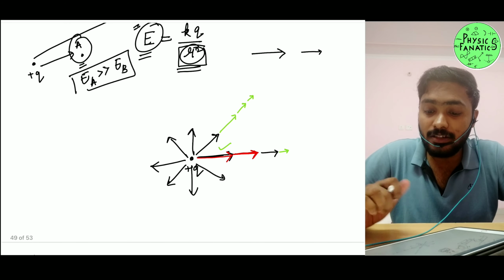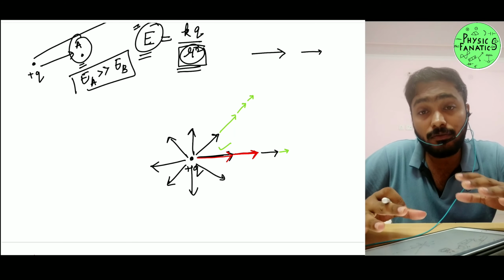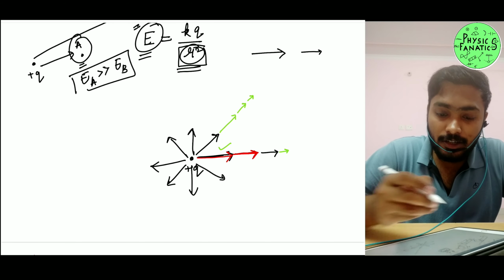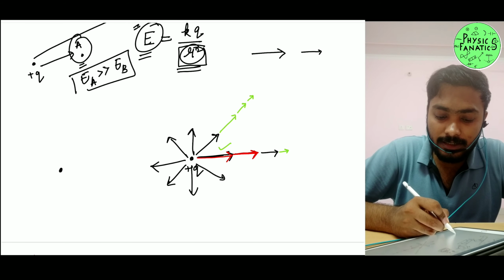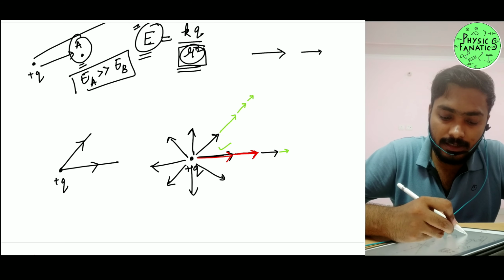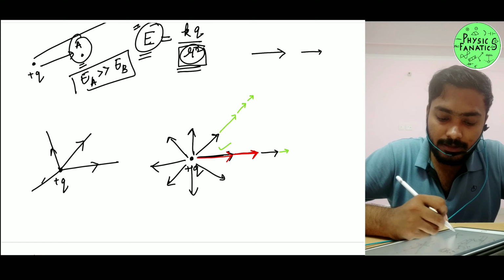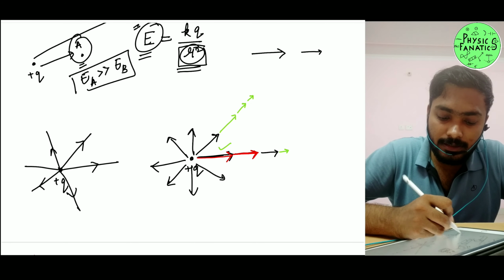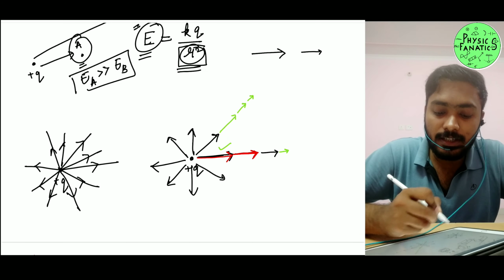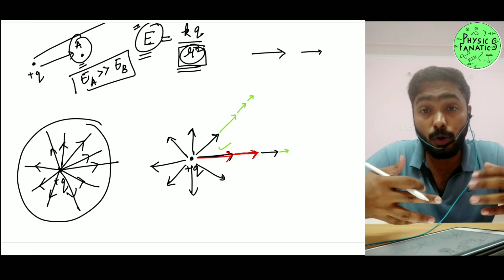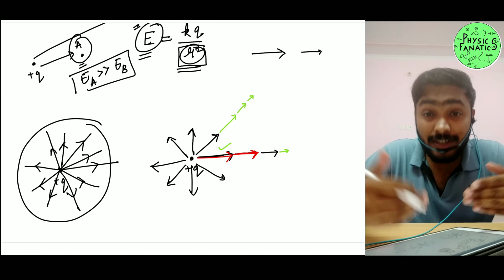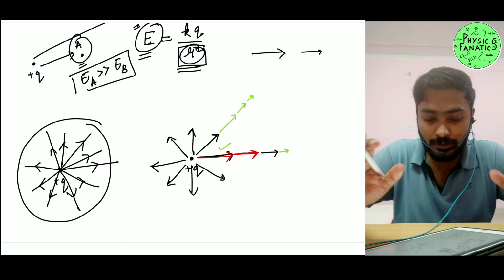But instead of drawing it like this, why not I make a continuous line, starting from plus Q? Instead of vectors, I'll just make continuous lines like this. These continuous lines that I'm making instead of my vectors are what I term as my electric field lines. We will define it, don't worry.